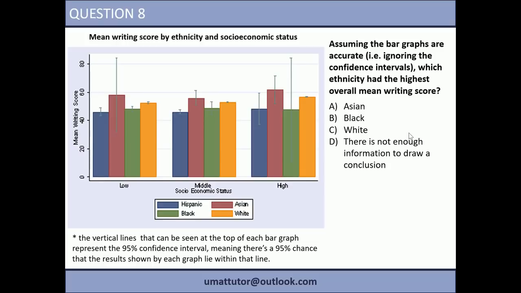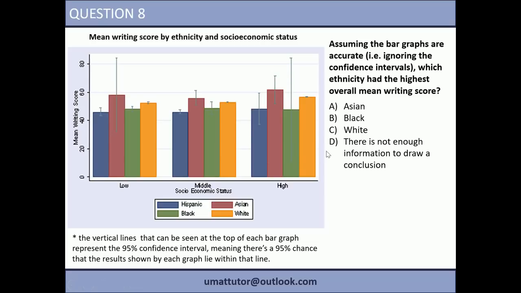Now, ordinarily that would cause a problem with working out the overall mean writing score, but in this case we're just being asked for the highest one, the highest overall score, and as you can see in all three of the socioeconomic statuses, the Asian group is the highest score. You can see here in the low, and in the middle, and in the high. They're the highest of each socioeconomic group.